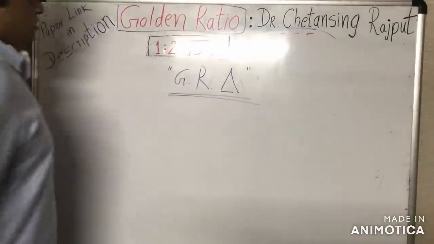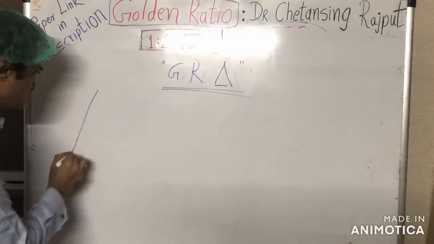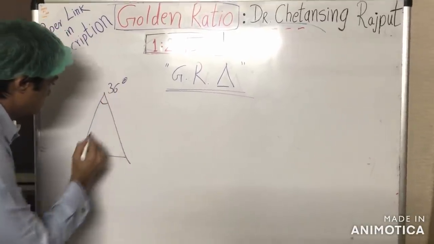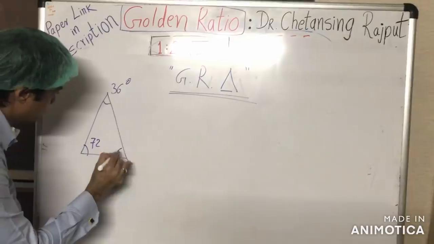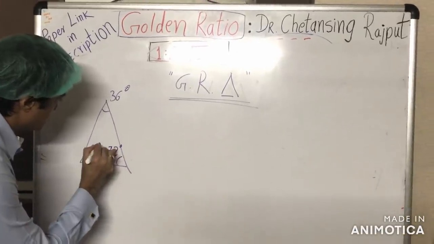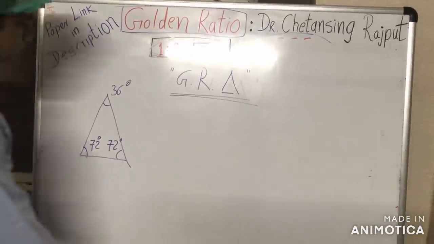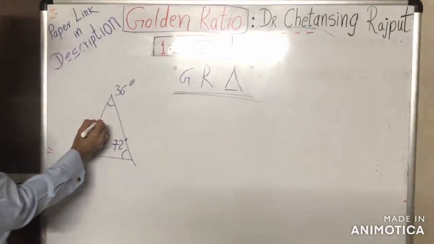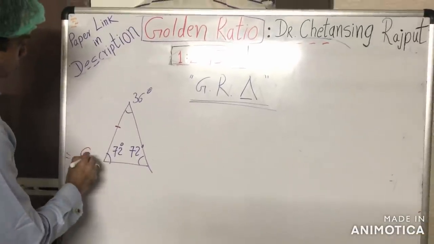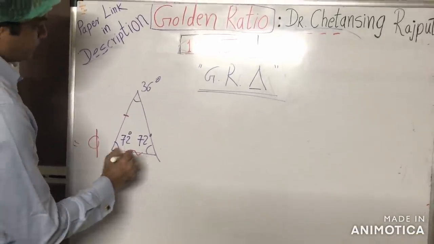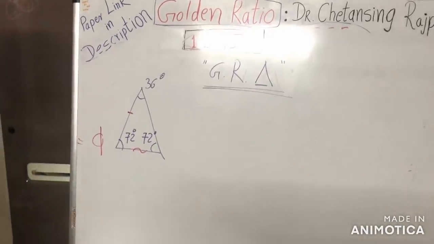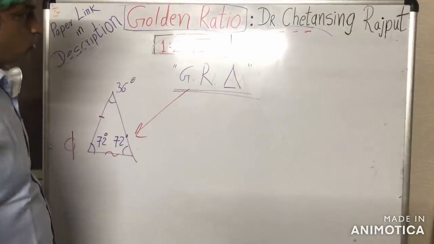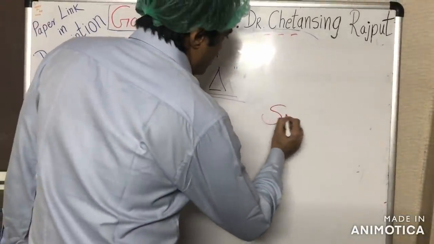this title is generally given for an isosceles triangle like 36 degree, 72 degree and 72 degree. This isosceles triangle is generally known as golden ratio triangle because each of these two sides is in golden proportion with this unequal side. Okay.